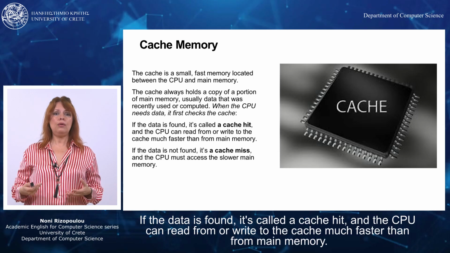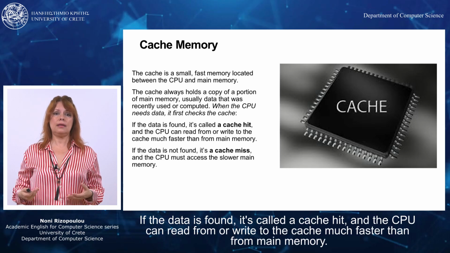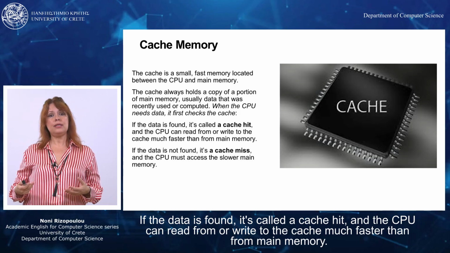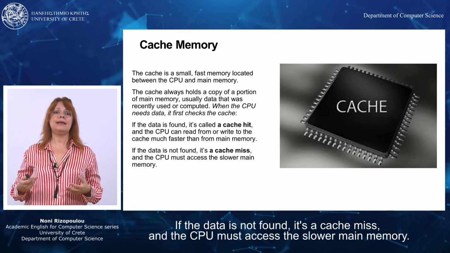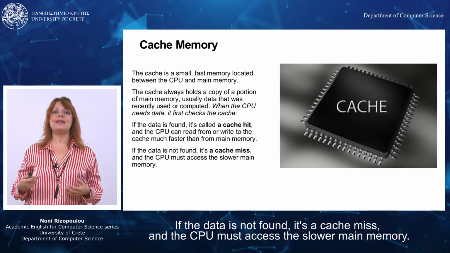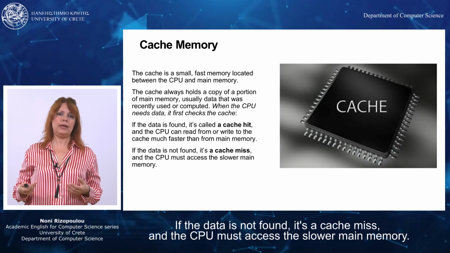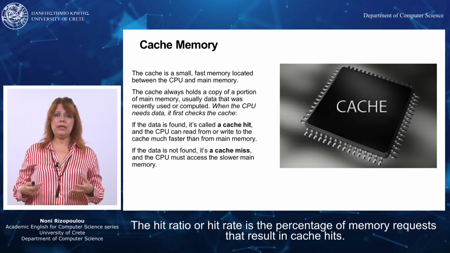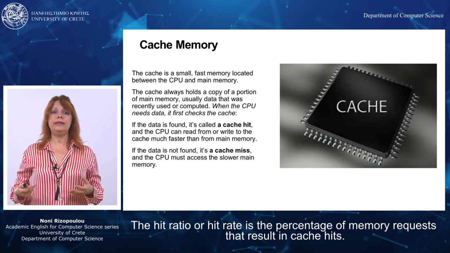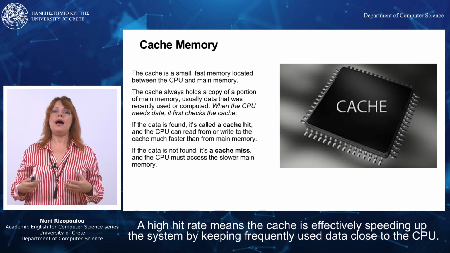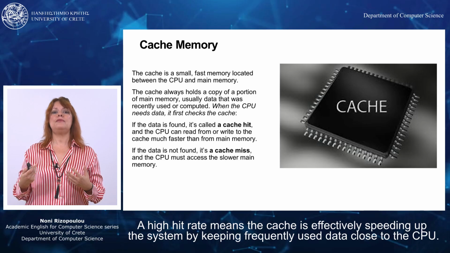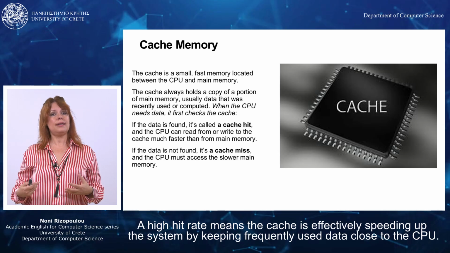If the data is found, it's called a cache hit, and the CPU can read from or write to the cache much faster than from main memory. If the data is not found, it's a cache miss, and the CPU must access the slower main memory. The hit ratio or hit rate is the percentage of memory requests that result in cache hits. A high hit rate means the cache is effectively speeding up the system by keeping frequently used data close to the CPU.